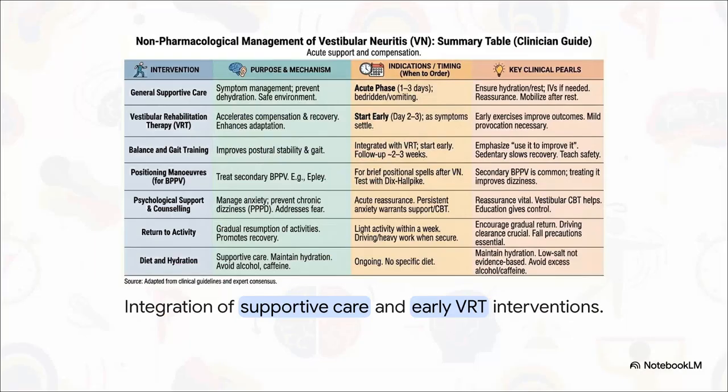And this brilliantly illustrates our holistic approach. Figure 8 from the clinical framework perfectly maps out how we integrate general supportive care, early VRT, balance training, and even those positioning maneuvers for secondary BPPV. This comprehensive approach is exactly what drives that necessary cerebral and brainstem plasticity. Because think about it, it's not just about waiting for the nerve to passively heal, it's about actively forcing the central nervous system to adapt to this totally new sensory reality.